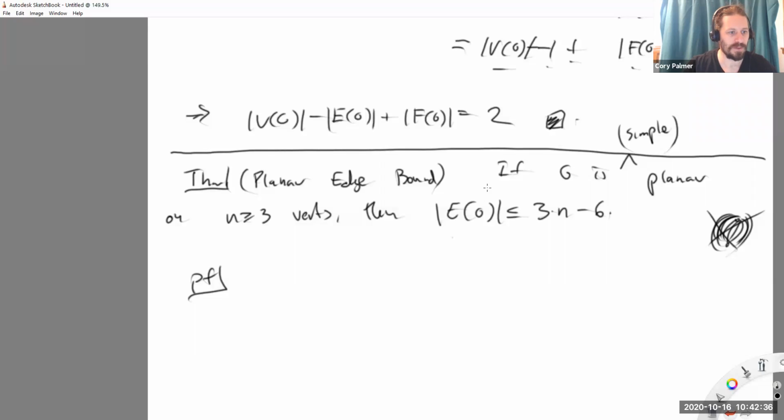Okay. The other thing, you don't need to require that the graph is connected, but in the proof, we will assume it's connected, okay? So without loss of generality, suppose G is connected.